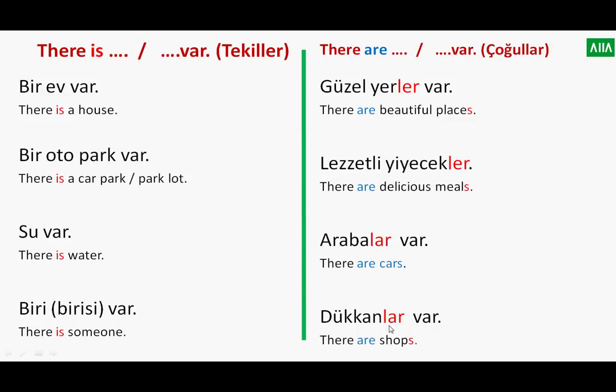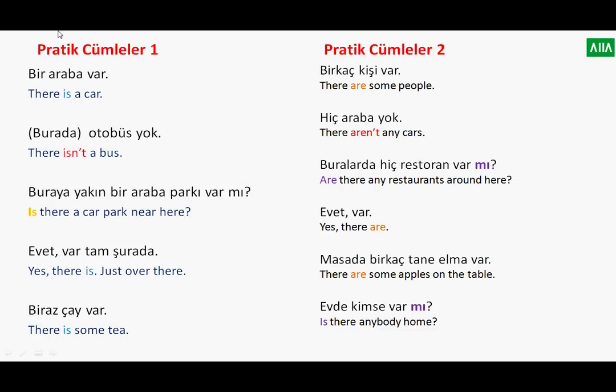Lar, ler, which is the plural nouns. Okay, which shows plural nouns in Turkish. Let's repeat one more time. Güzel yerler var. Lezzetli yiyecekler var. Arabalar var. Dükkanlar var. Now let's see practical examples.